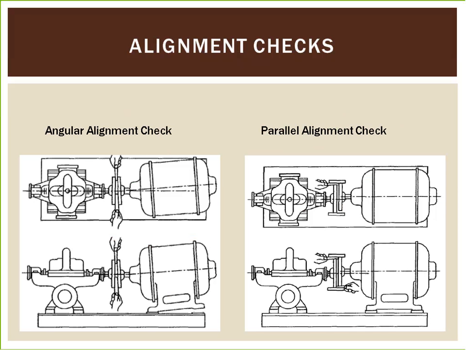The faces of the coupling halves should be spaced within the manufacturer's recommendations and far enough apart so that they cannot strike each other when the driver rotor is moved hard over toward the pump. Allowance should be made for wear of the thrust bearings. The necessary tools for an approximate check of the alignment of a flexible coupling are a straight edge and a taper gauge or a set of feeler gauges.